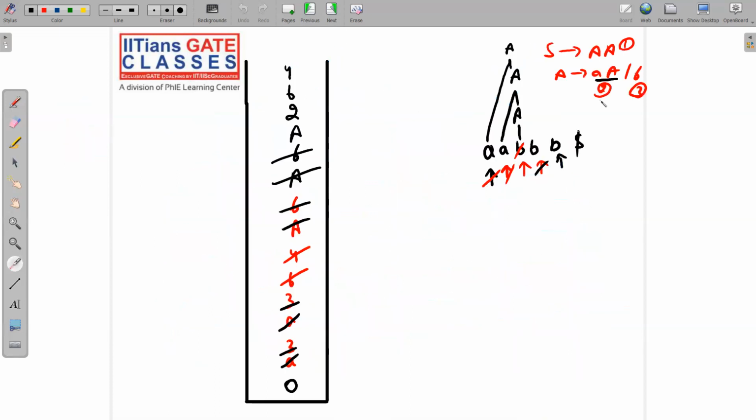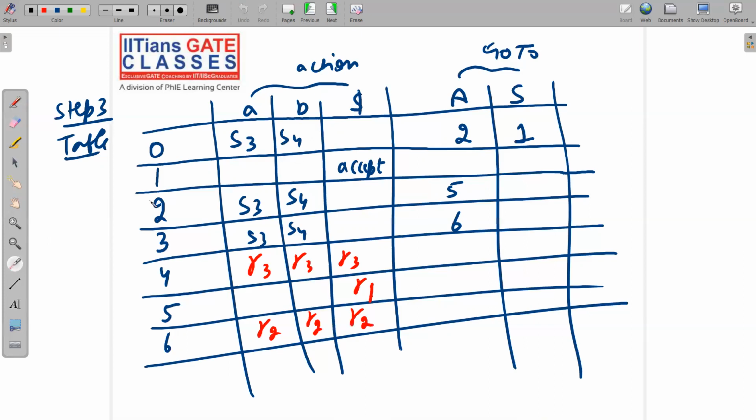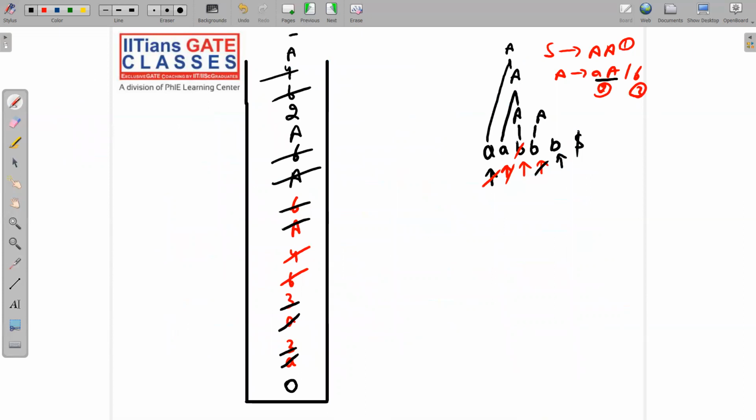4 means R3. R3 means what? B is reduced to A. So I will pop, okay, so this b will be reduced to A. I will pop 2 symbols from the stack and push the LHS. That means what? Capital A is pushed onto the stack. Now 2 on capital A. Now see here, 2 on capital A is state number 5. So we will move to state number 5.